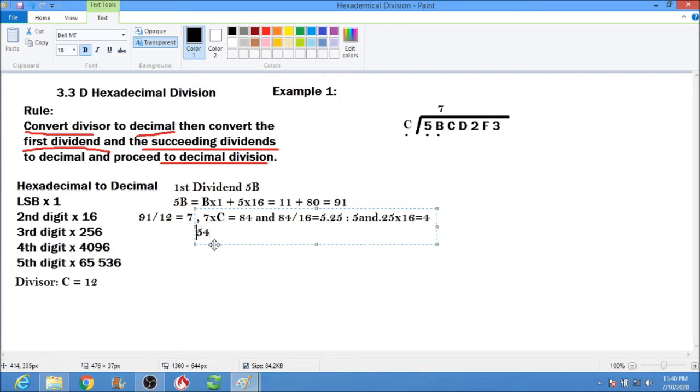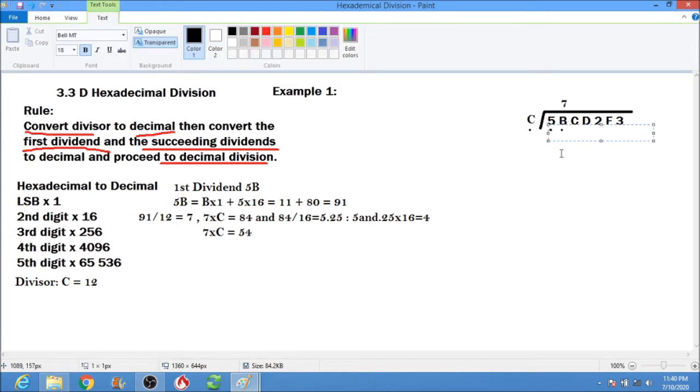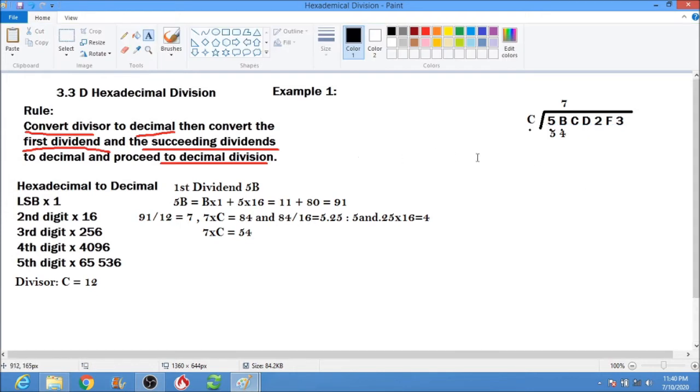So we have 7 times C is equal to 54 in hexadecimal. So our answer is 54. So write 5, 4. Then we subtract.